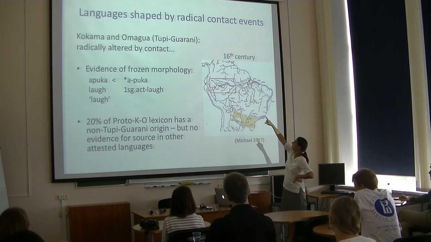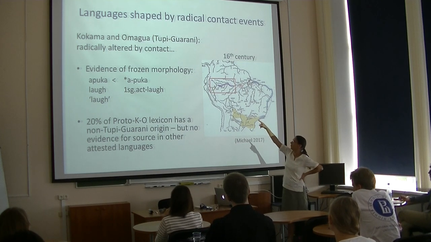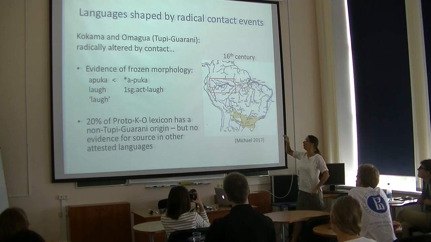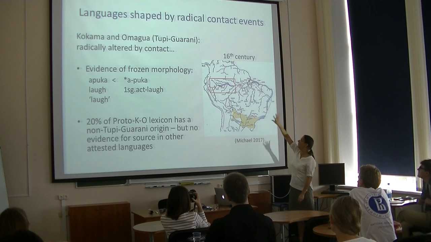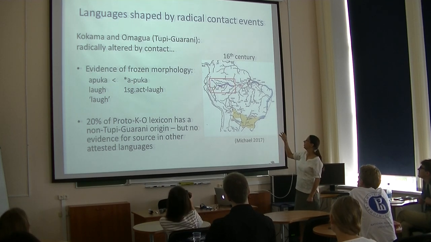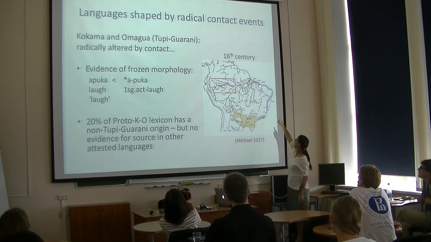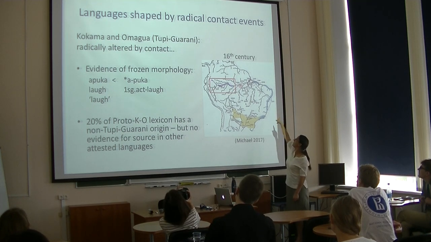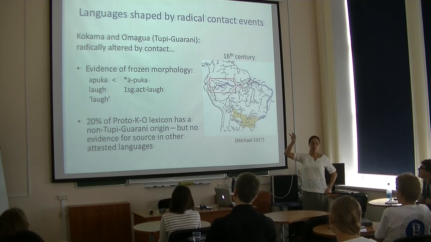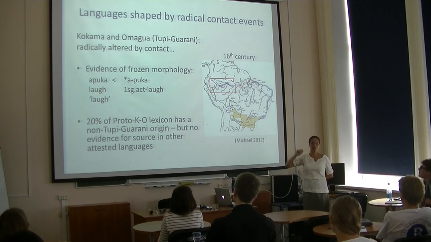Kukama and Omagwa, you can see, are spoken all the way up in the western part of the Amazon Basin. So they're the only Tupi Guarani languages that are attested in this northwestern area, other than Nheengatu, or Lingua Geral, which was basically a form of Tupinambá, a language spoken along the coast that was then brought by Jesuit missionaries into other parts of the Amazon Basin as a contact language.